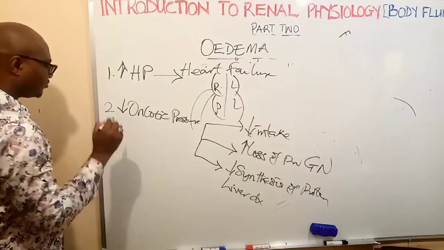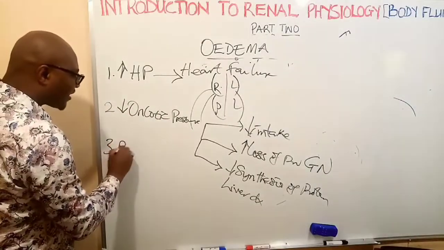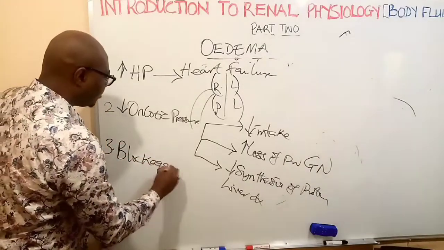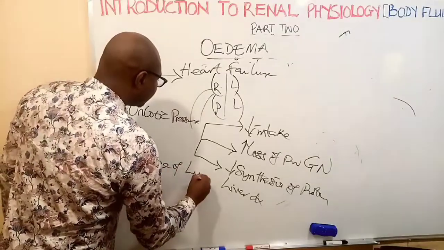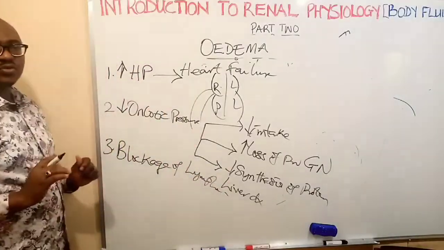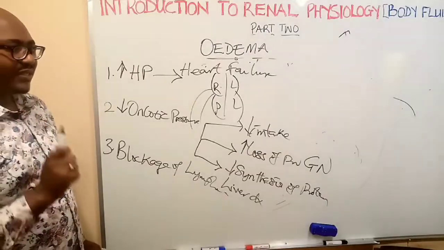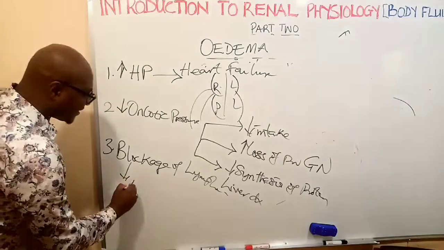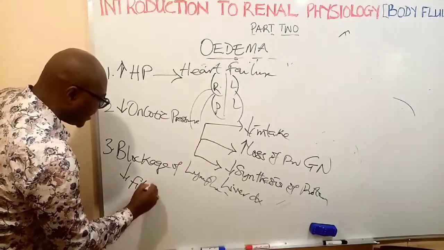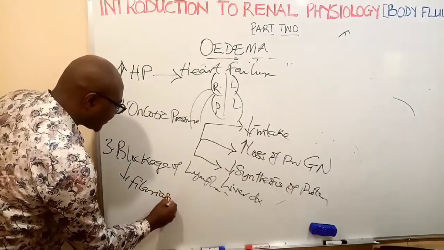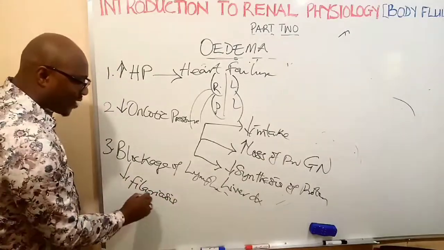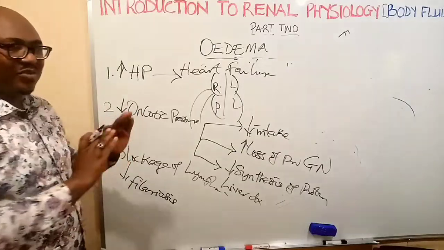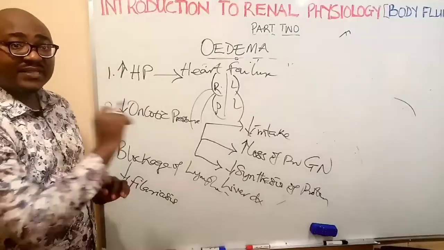So the third one is blockage of lymphatic vessels. There's blockage of lymphatic vessels. Something that can cause that: some parasitic infections. One example is filariasis, caused by filaria worm. There's a worm called filaria worm that when it enters your body, it can block lymphatic vessels.